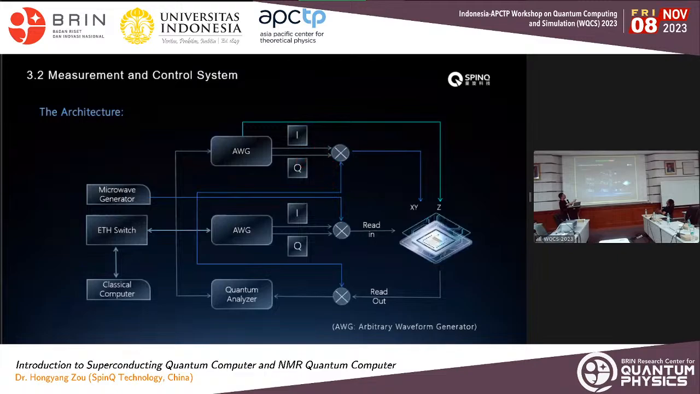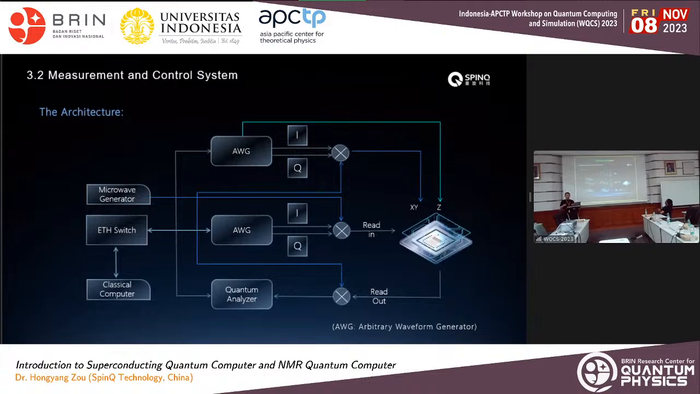Using the feature to mix with the high frequency from the microwave generator, for example, which is like 4 gigahertz, and then we will have the signal that we want for the XY line. The XY line is also called the XY line on the chip. We send in the signal going through this line, usually between 4 to 6 gigahertz, and this signal is used to change the state of the qubit.